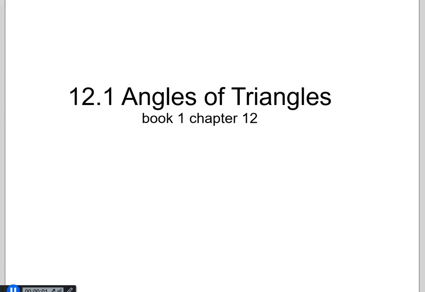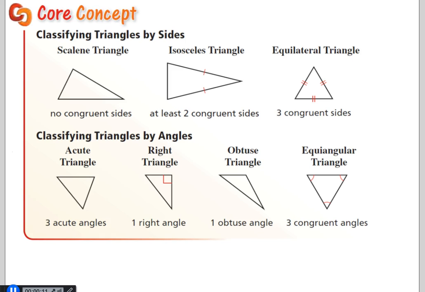Okay, so this is where we're going to start 12-1, angles of triangles. Last class we went over all the different types of angles: acute, right, obtuse. We started talking about the different types of triangles. And we said we can classify triangles by their sides using scalene if they don't have any congruent sides, isosceles if they have two congruent sides, at least two, and equilateral if they have three congruent sides. So that's one way to classify them.